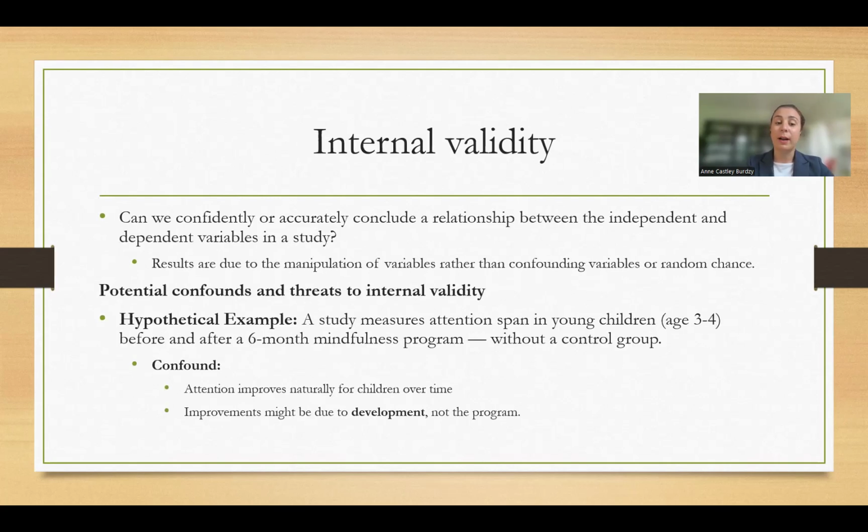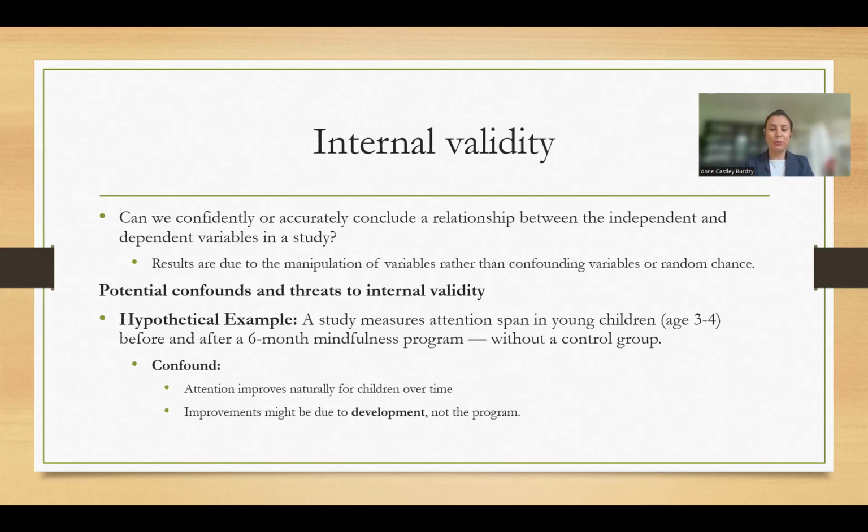Internal validity. Can we confidently or accurately conclude a relationship between the independent and dependent variable in the study? When you have good internal validity, the results are due to the manipulation of variables rather than confounding variables or random chance. As a hypothetical example, say you're looking at young children ages 3 to 4, and you want to perform an intervention of a 6-month mindfulness program and see if that improves their attention. Perhaps learning to focus their energy is going to increase their attention span over the course of 6 months.